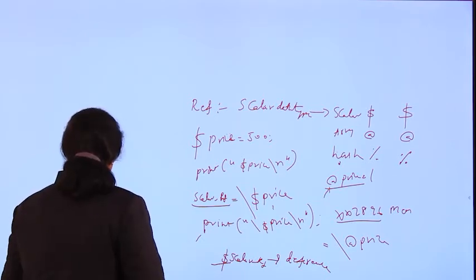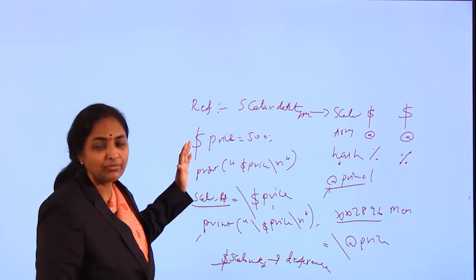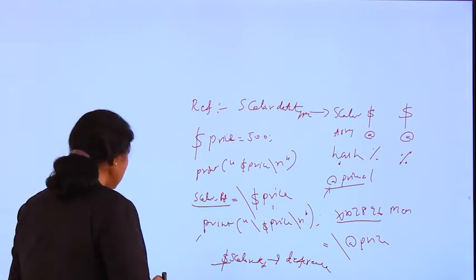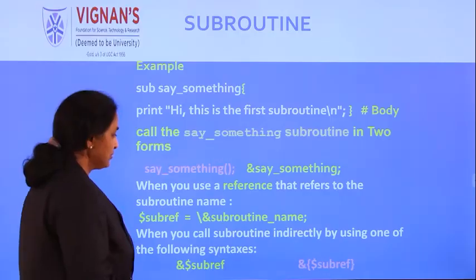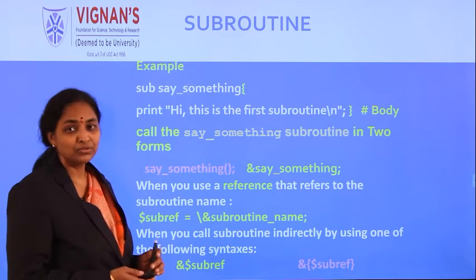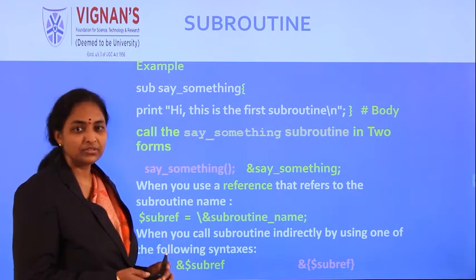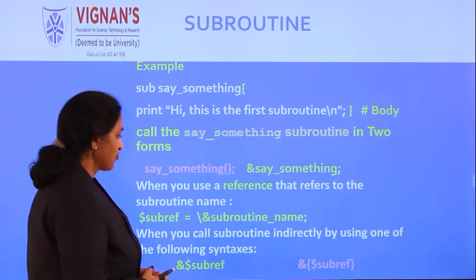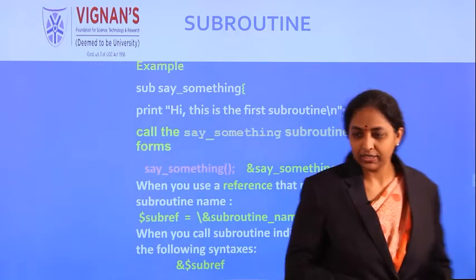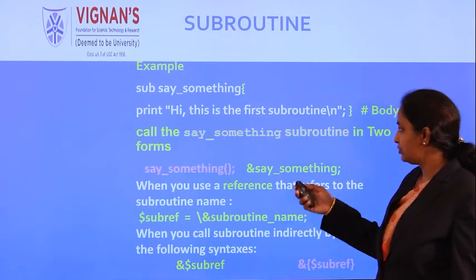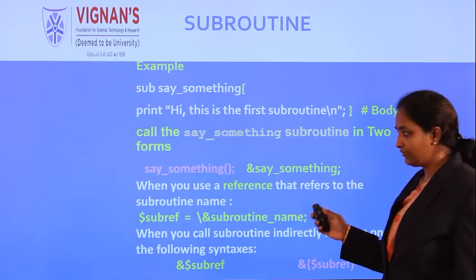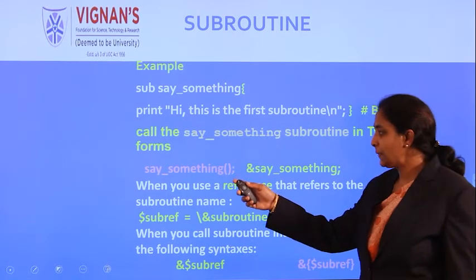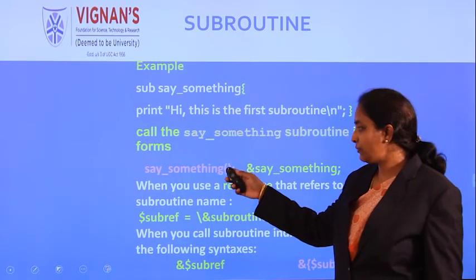Now try to remember this concept. We have now seen how to create the reference and dereference for array, scalar and hash variables. Now we will use the same thing here. As already mentioned, there are two ways of calling the function. This is the normal way which we learnt at the beginning: say something and pass the parameter.